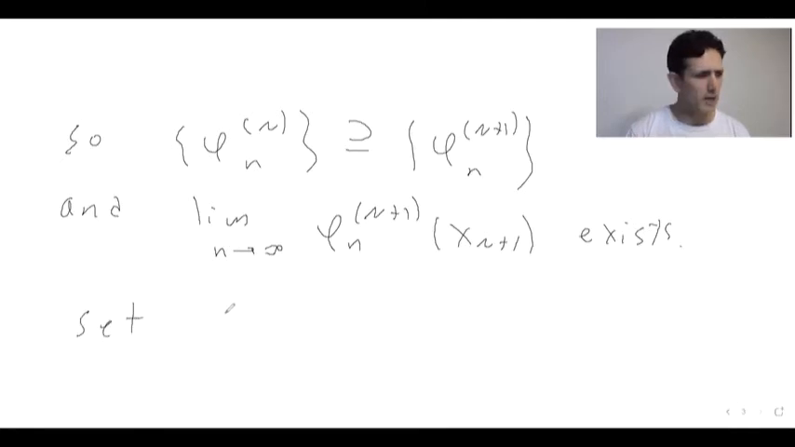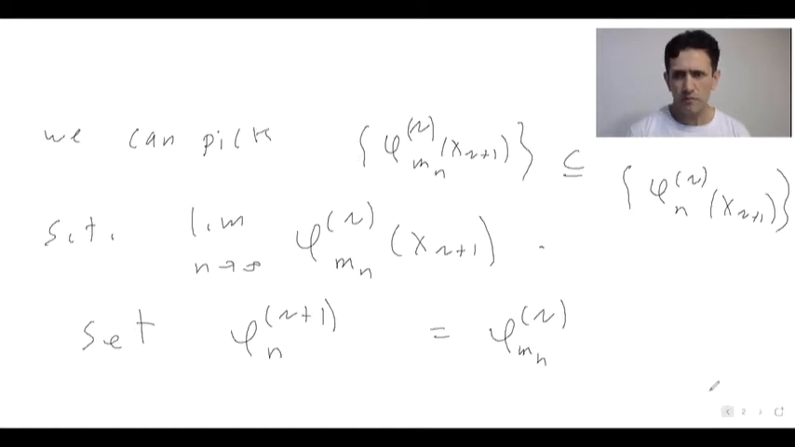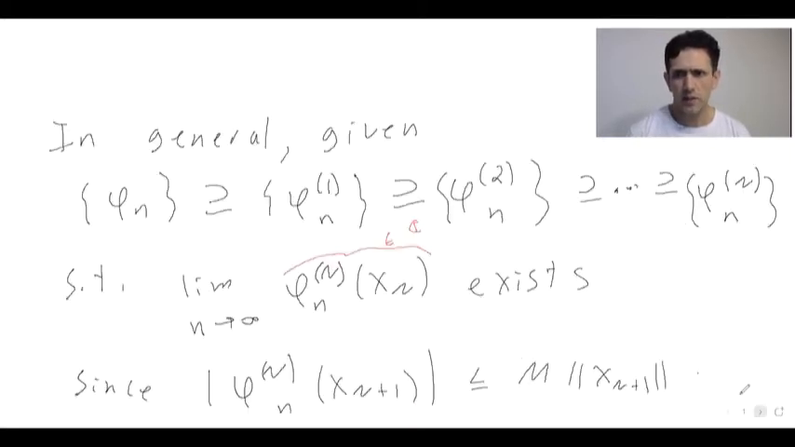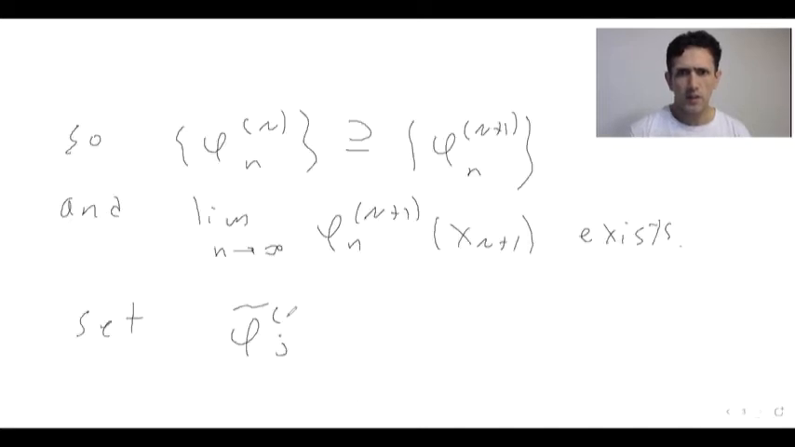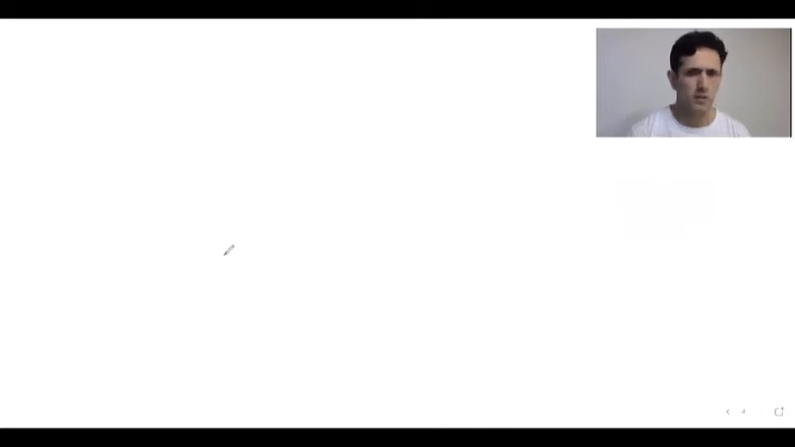We're going to now take the diagonal, and I'll make a little drawing in a second. So I claim my subsequence that I want of my original sequence, the phi n here, we're going to set to be the jth element of my jth subsequence. So what is going on here?